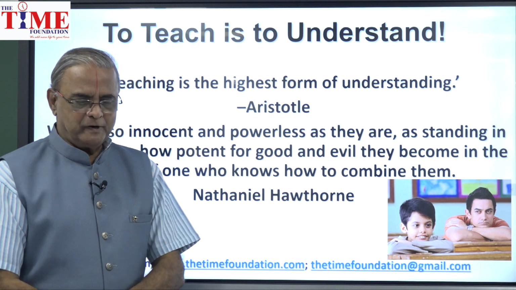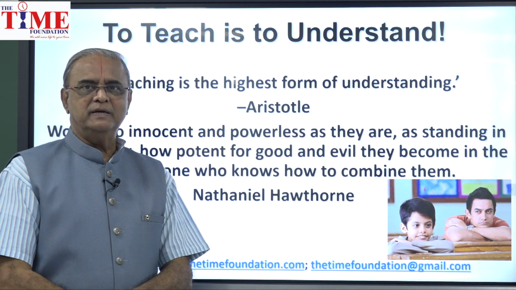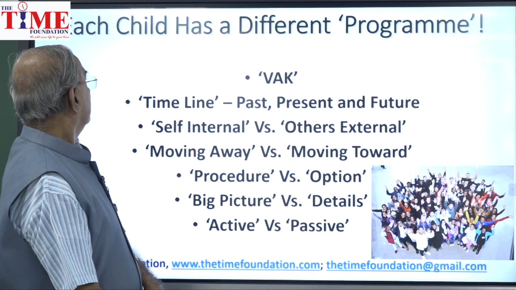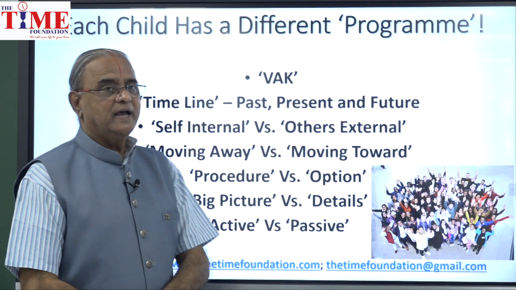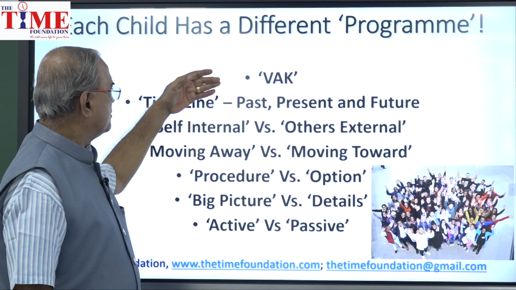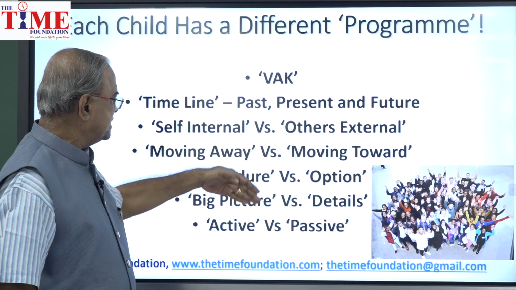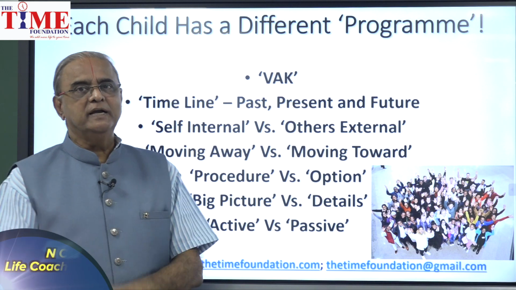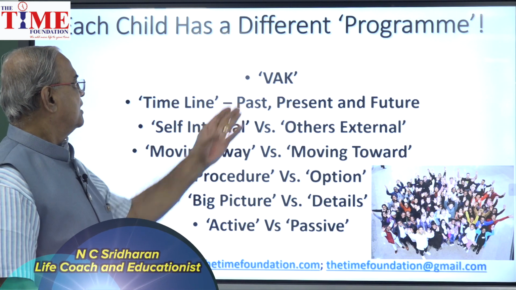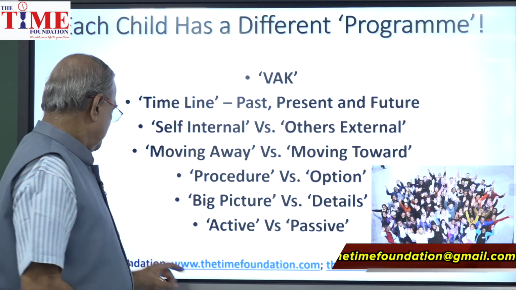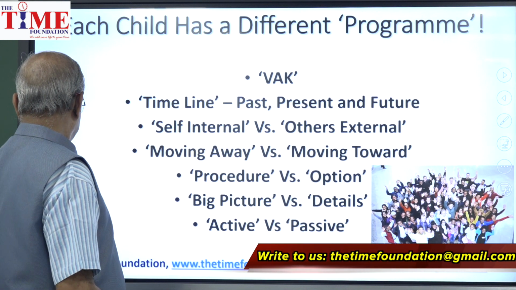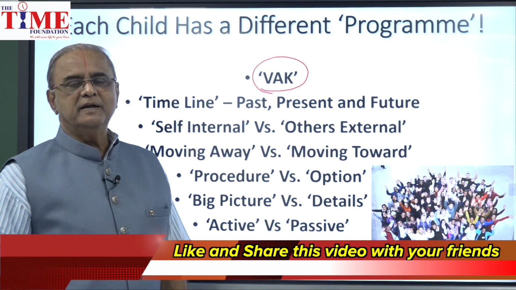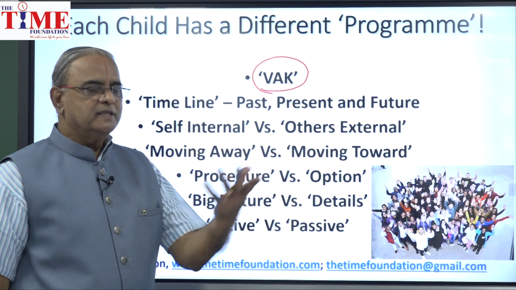I'm going to explain a couple of ways in which children are different, how communication could be different. Each child is having a different program. For example, I'm going to give you 1, 2, 3, 4, 5, 6 and 7 different ways of understanding and communicating with a child. One way is to understand that there are 3 ways the children understand a thing that is taught.